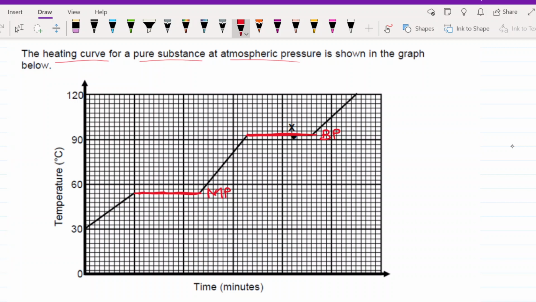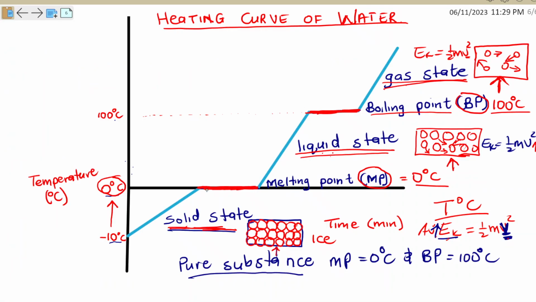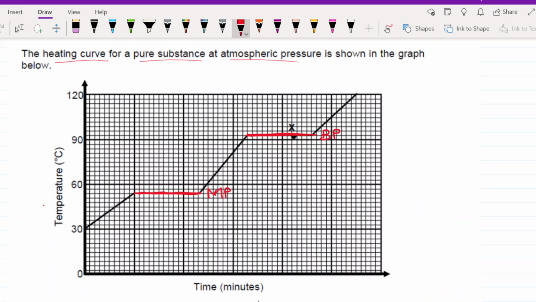It's not always going to be at zero, because that would mean this substance is not water. But in our example for water, we know that the first horizontal line is at zero because this is water, and the boiling point is at 100. So when the first line is at 0 and the second line is at 100, then you must know that you are dealing with water. But when the first horizontal line is at a different temperature and the boiling point is at a different temperature, that means this is not water.